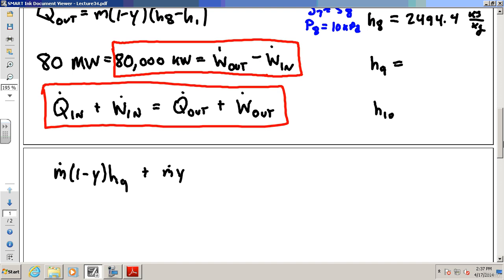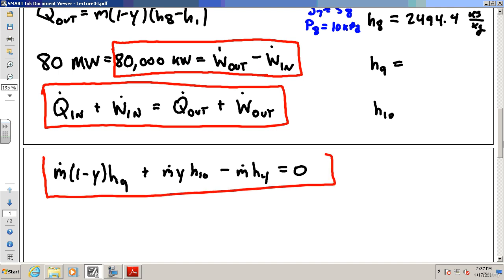And good. See, this is easy. Now give me an expression for what's coming out of that thing. m dot H4 is coming out, right? That's it. Equals 0. That gives me a whole other equation right here. I analyzed the mixing chamber, and it gave me another equation.